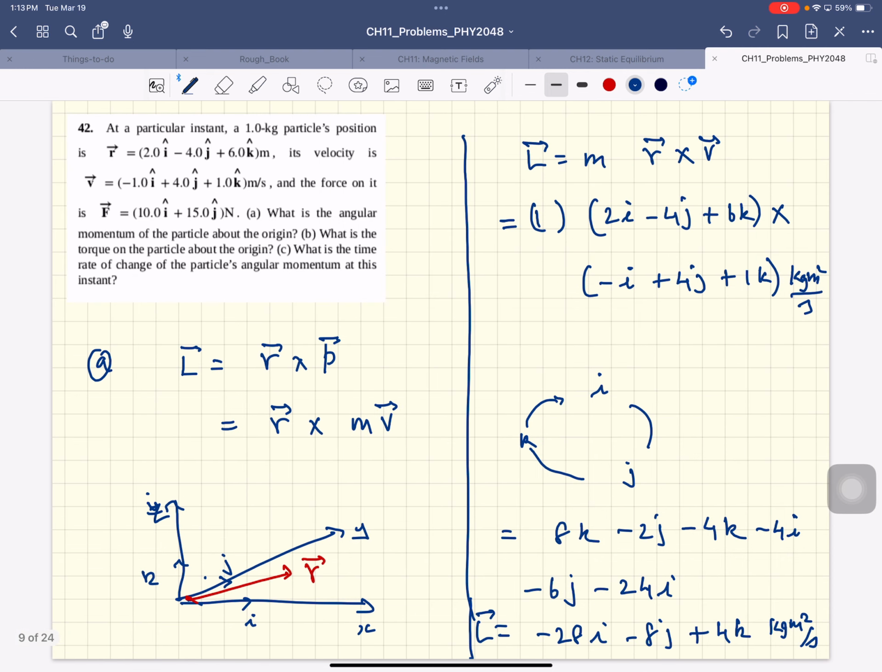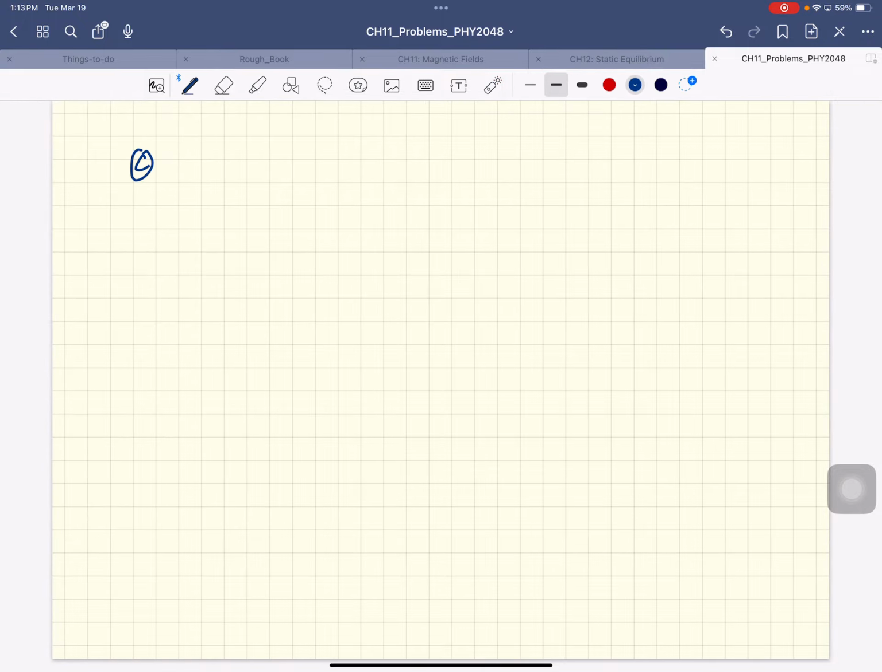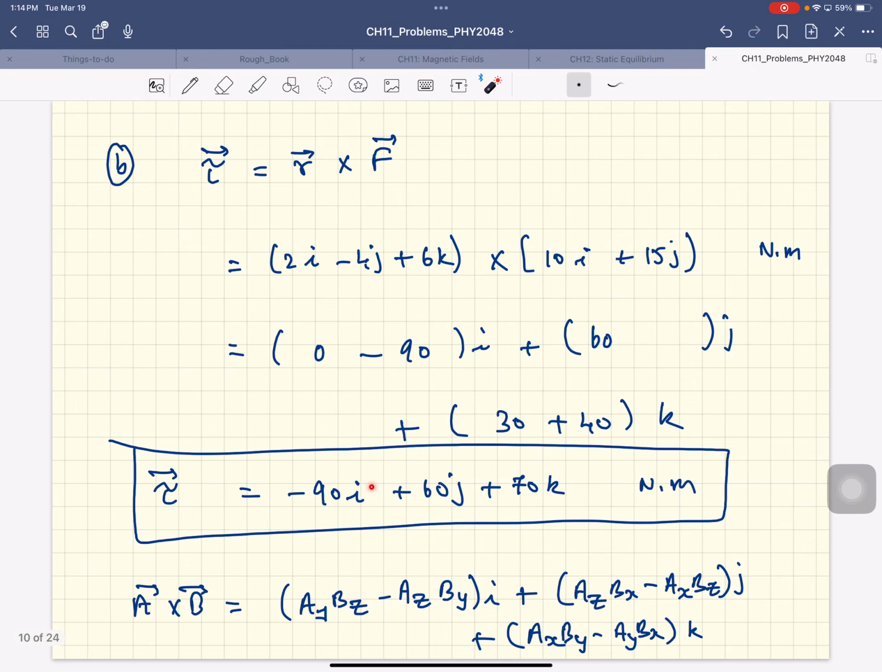All right, so let's see what does question C say. What is the time rate of change of the particle's angular momentum at this instant? What they're asking you is, really, do you know Newton's second law? Time rate of change of angular momentum is given by the torque. You just calculated the torque. At this instant, that's the torque, and so that's the time rate of change. So that is the direction in which the angular momentum is changing, and that'll be the change in angular momentum in 1 second, if it maintains that change.